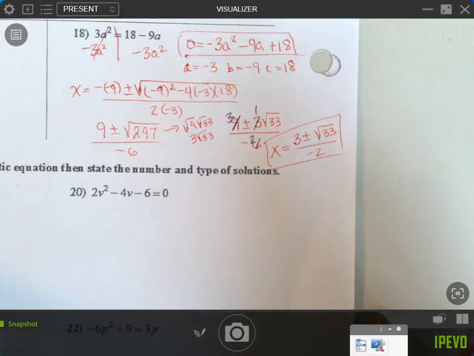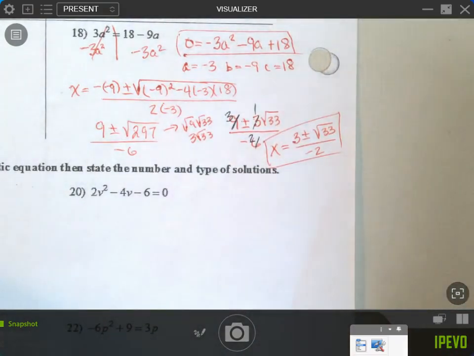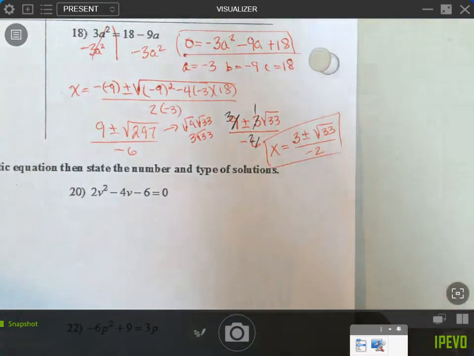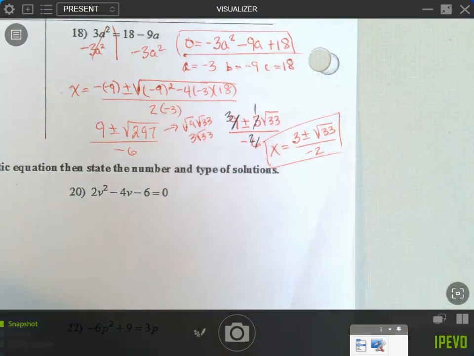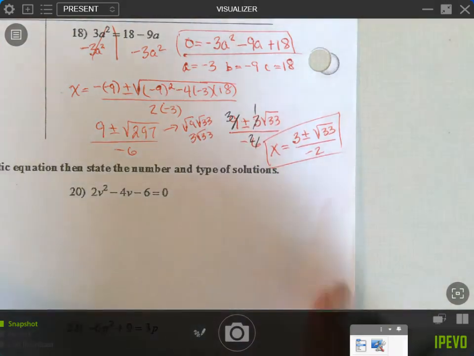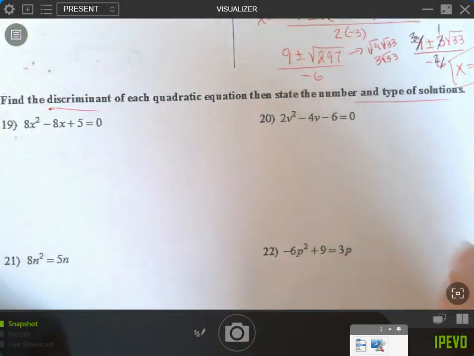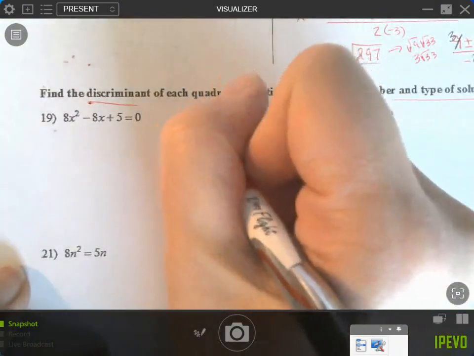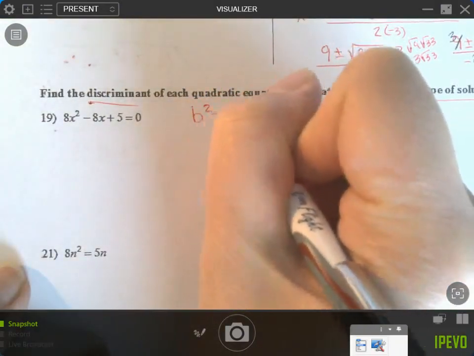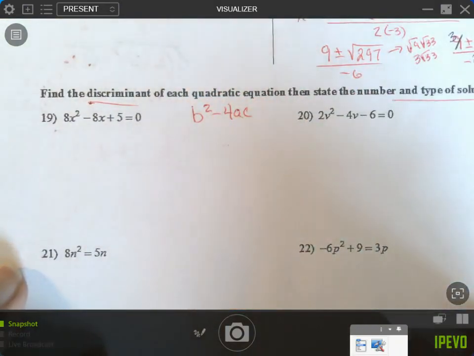Okay, last part is a little bit quicker. It's the discriminant. So what are you doing for the discriminant? You're just doing the b squared minus 4ac. So it says find the discriminant and give the number and type of solutions. So write that down, b squared minus 4ac, and let's do number 21.